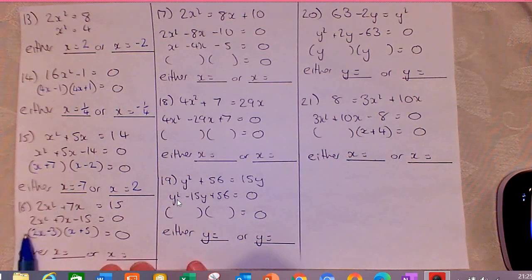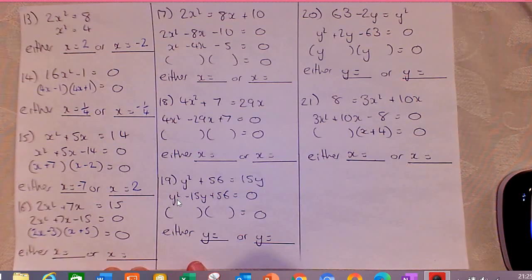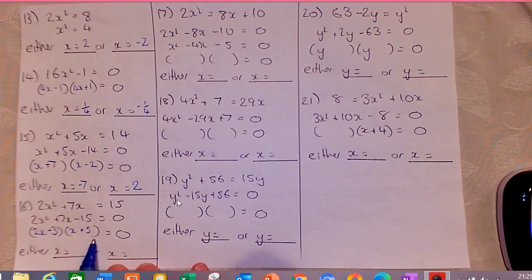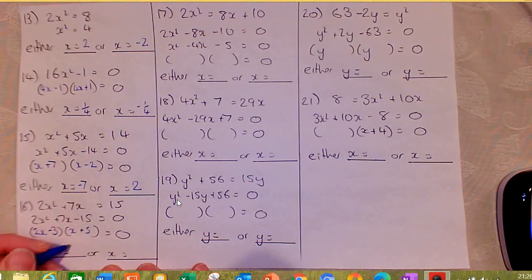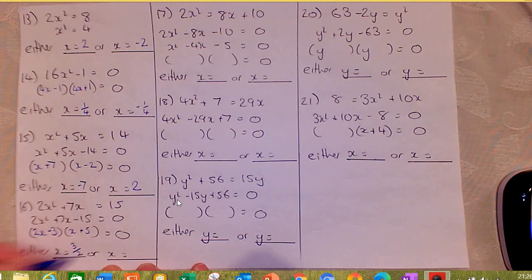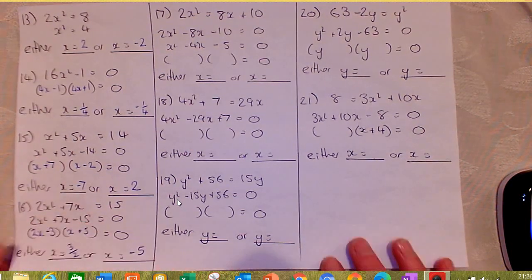Let's have a go. So 2x squared, add 10x, take 3. Yeah, so that works, doesn't it? 2x take 3, x add 5. That has to equal 3. So x has got to be 3 over 2 or 1.5, or x equals minus 5 there.